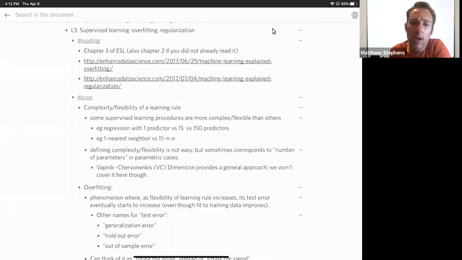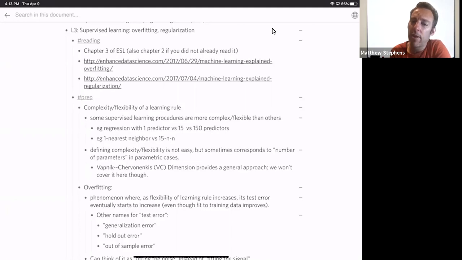Okay, so now I want to talk briefly about the idea of overfitting. Before we do that, we have to notice that some learning rules are more flexible or complex than others. So that's the first idea to get into your head.